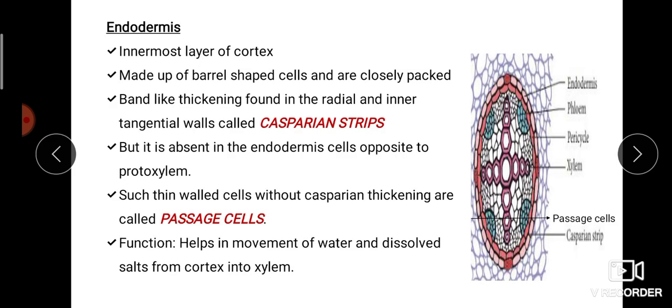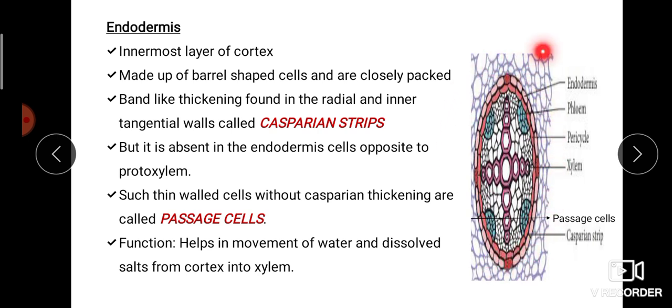Innermost layer of cortex. Okay, we know cortex is just below the epidermis. So the innermost layer of cortex is called endodermis, and it is made up of barrel shaped cells which are closely packed. There are no intercellular spaces between the endodermis cells. Okay, and some band-like thickening can be found in the endodermis. Look, this light pinkish color outer layer is called endodermis.